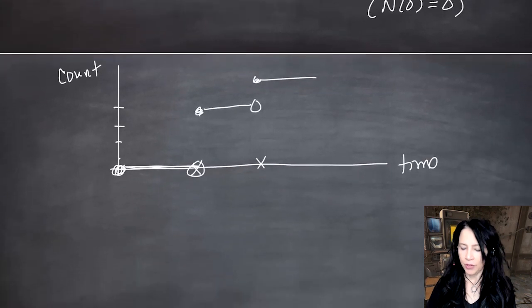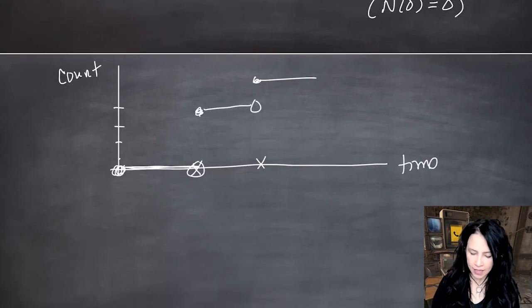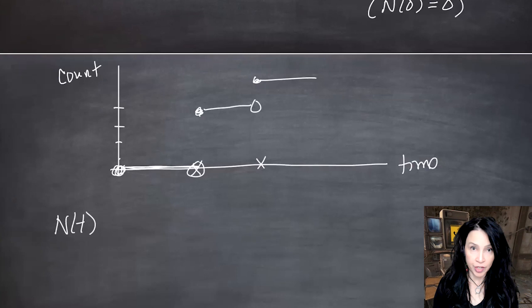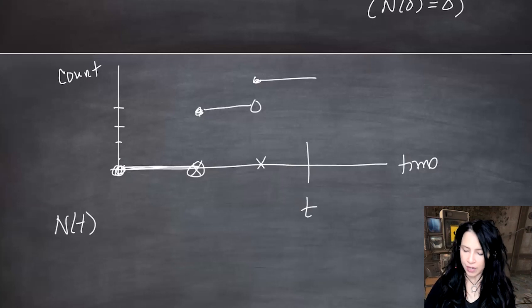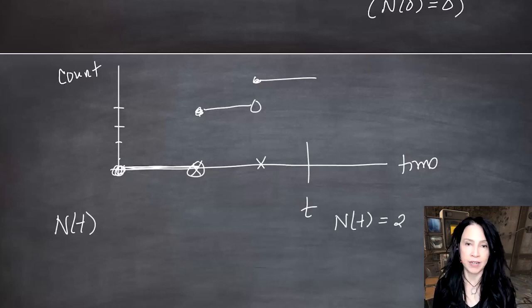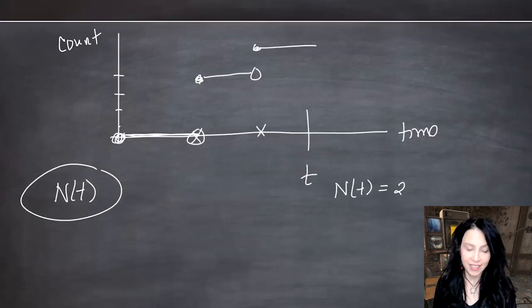And if you look at it, N of t is a random variable. It is the number of arrivals by time t. In this picture, N of t is 2. I had 2 arrivals by time t. And so this is a random variable.